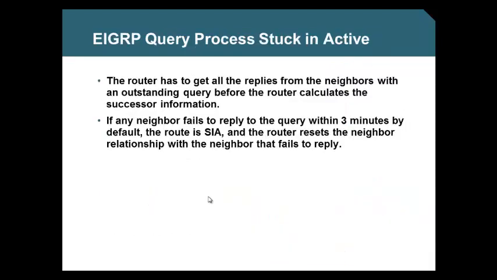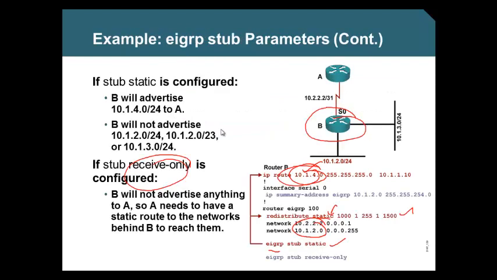Right. So, EIGRP query process, stuck in active. The router has to get all the replies from all the neighbors with an outstanding query before the router calculates the successor information. This is the problem. To solve the problem, we are doing the stub.